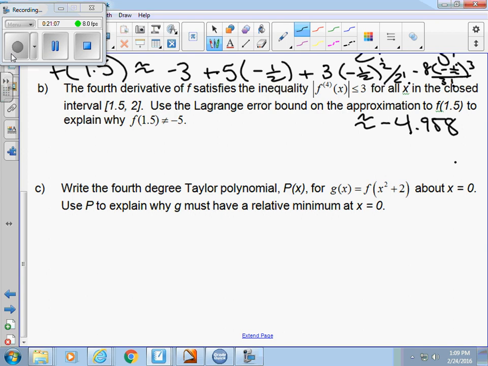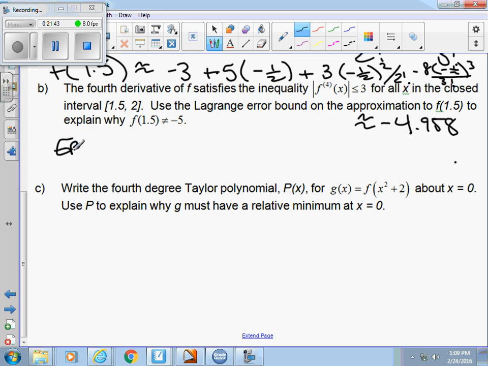Okay, the fourth derivative of f satisfies this inequality. It's always less than or equal to 3 for all x in the closed interval 1.5 to 2. Use the Lagrange error bound on the approximation of f of 1.5 to explain why f of 1.5 does not equal negative 5. Well, how could an error even help me explain this? If it's only so far off, then it can't get all the way to negative 5. So I really need to find out how far off it could be.